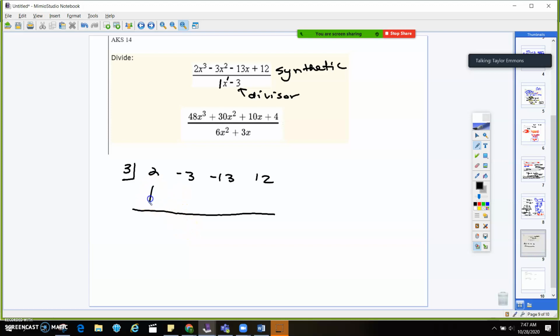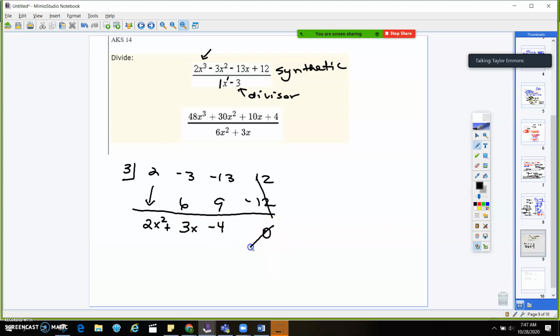And you always want to bring down the first term, multiply what's in the box times what's in the bottom, add going straight down, multiply, add, multiply, add. Okay? And we always want to go one less than the exponent up here, and then go in descending exponent order until we don't have any more x's.